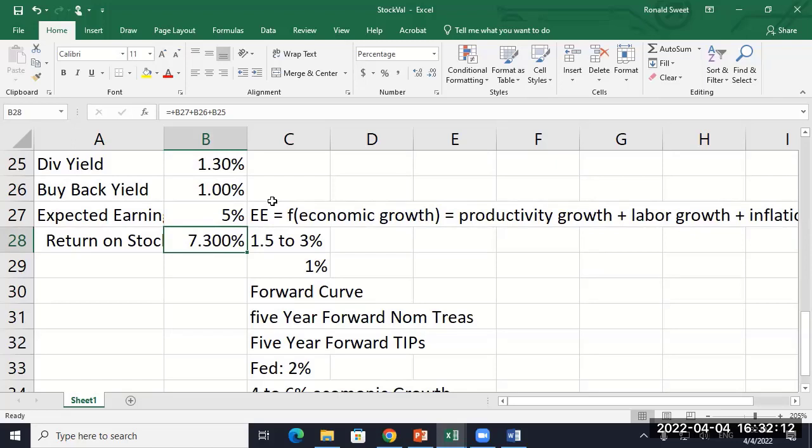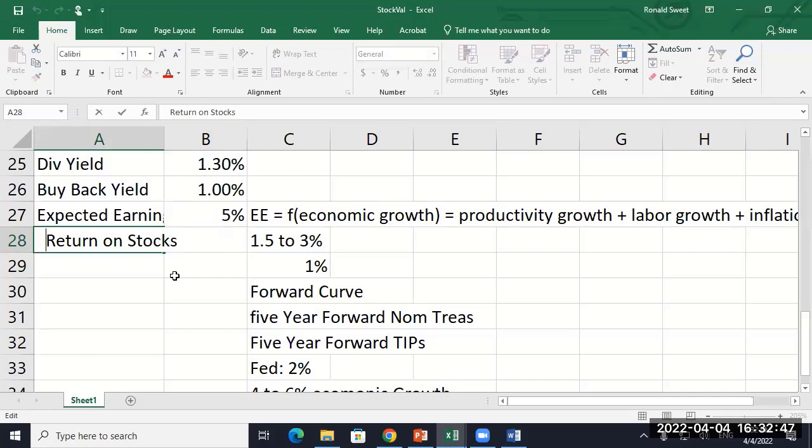Historically, stocks have made over 10%, but that was with inflation much higher, and that was with dividend yields much higher. And in fact, I'm taking a dividend yield plus a buyback and getting 2.3%. You go back historically, dividend yields used to be 4 and 5%. So even with me adding a buyback yield, it was still below our historical dividend yields. So it's hard to get stocks making 10% in the US. I just think it's going to be really tough. So that is the expected return on stocks.